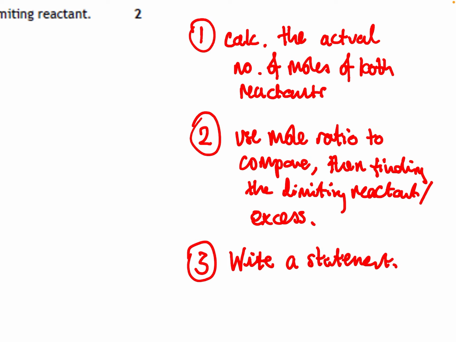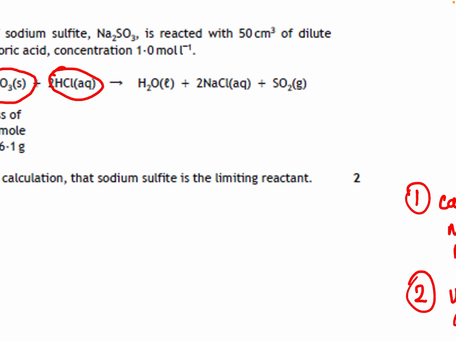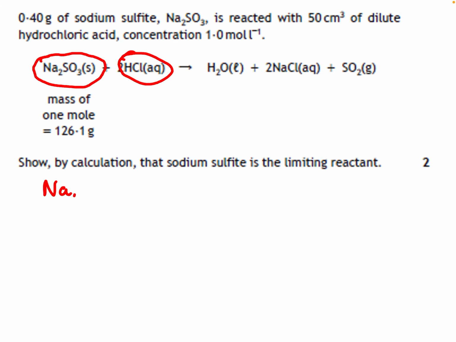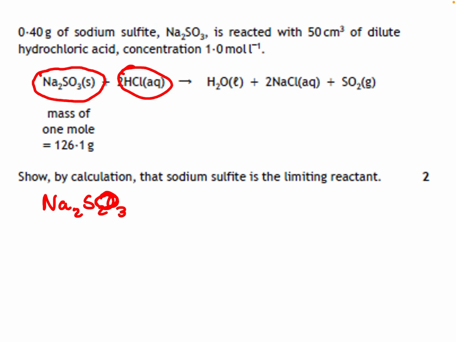So let's start with this one. We've got 0.4 grams of sodium sulfite, and that is reacted with 50 centimetres cubed of dilute hydrochloric acid with a concentration of 1 mole per litre. That means the 2 things we're interested in are the sodium sulfite and the hydrochloric acid. So I'm going to take them out and put them into a simplified equation. Na2SO3 goes to 2HCl. That means it's a 1 mole to 2 mole ratio.